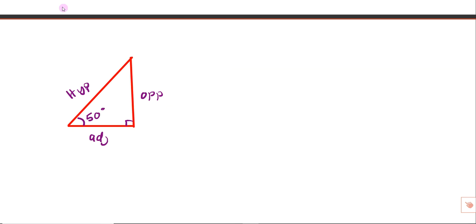So for instance, if I tell you some values, so if I say I want to know the opposite side, right? And I tell you that the hypotenuse is 11. Okay? So on this triangle, I know the hypotenuse and I want to know the opposite side. So I put my SOHCAHTOA, right?